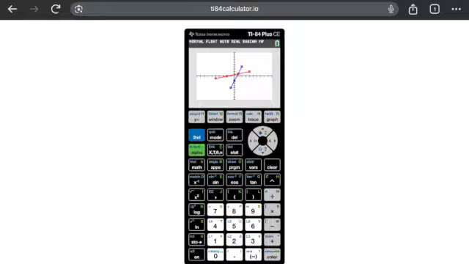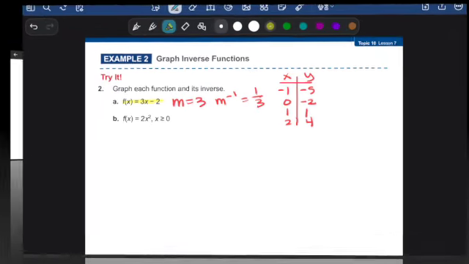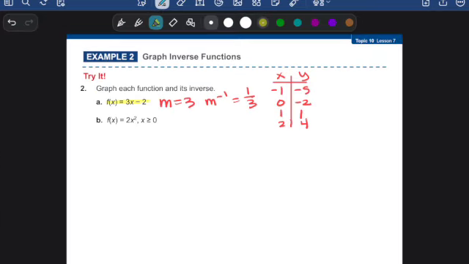So we can see that the original function in blue has that slope of 3, and the inverse function in red has a slope of 1/3. Okay, let's do part B. This function is a quadratic function, so we will have a parabola. We can see that it will be upward facing since our leading coefficient is 2, and we do have a limit. We're only going to be looking at positive input values.